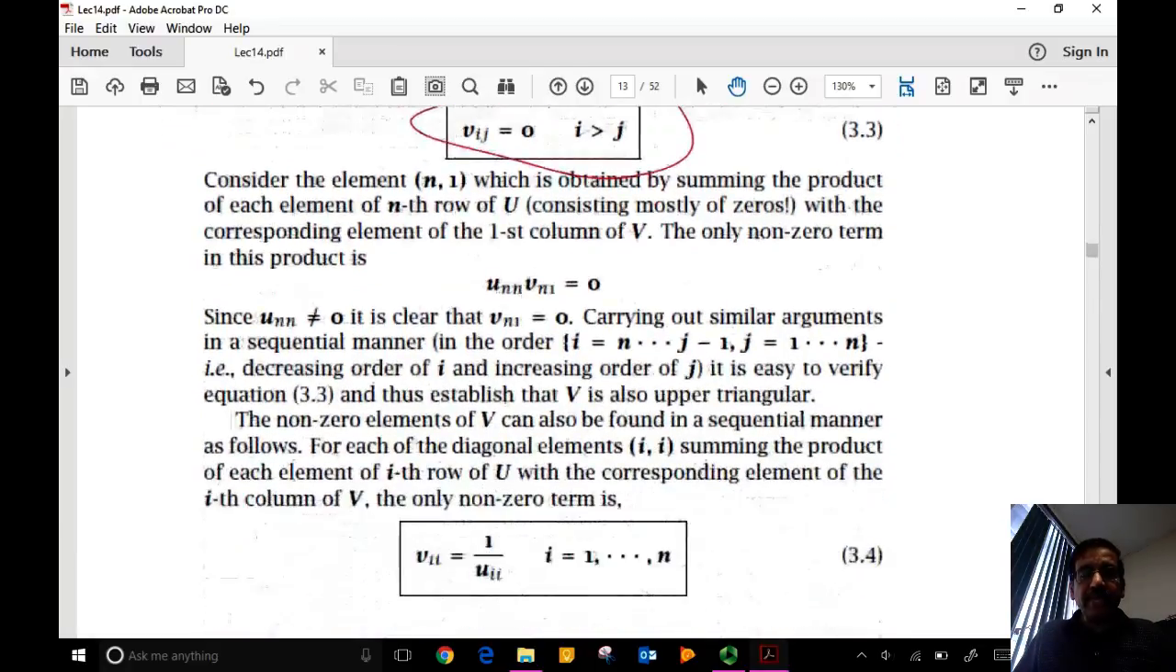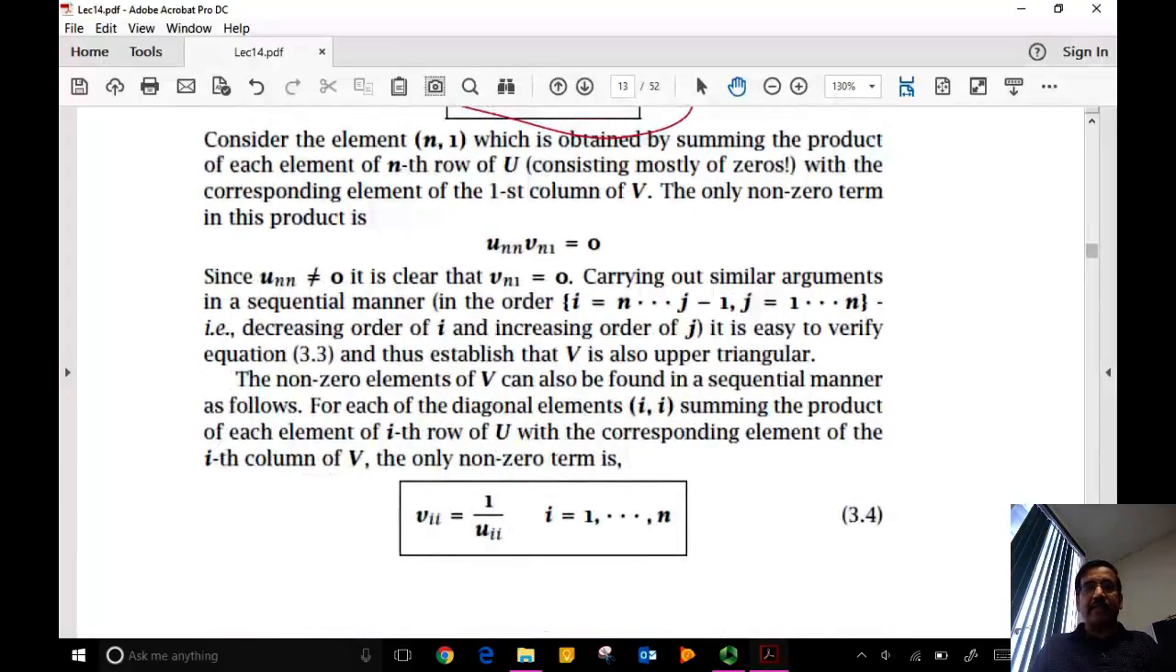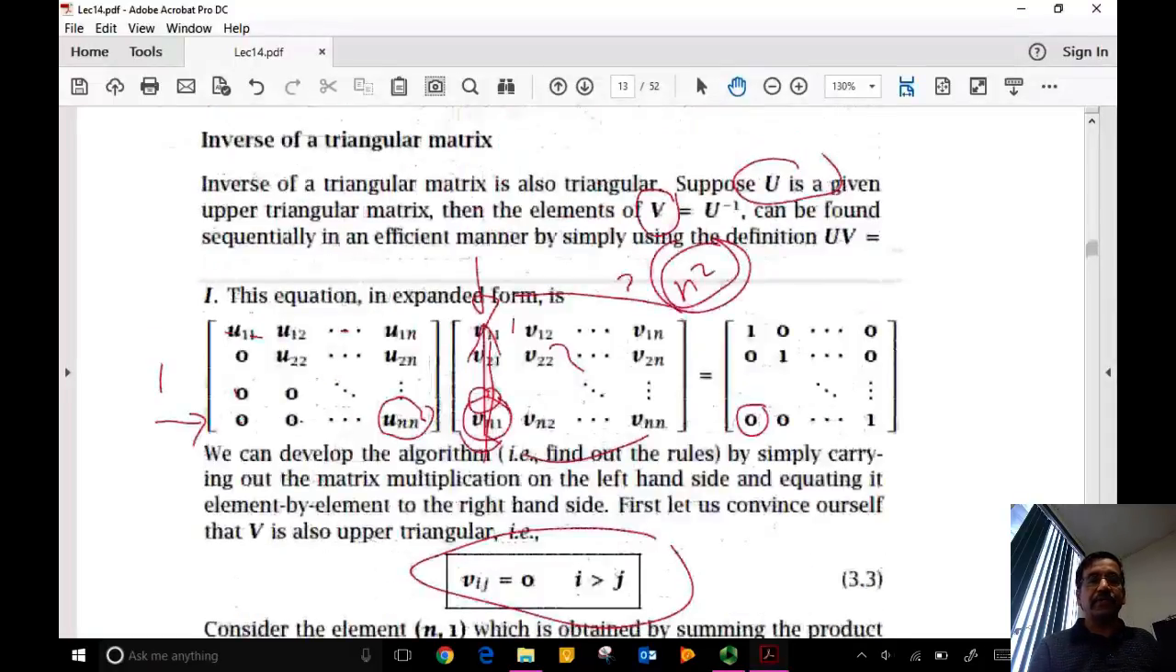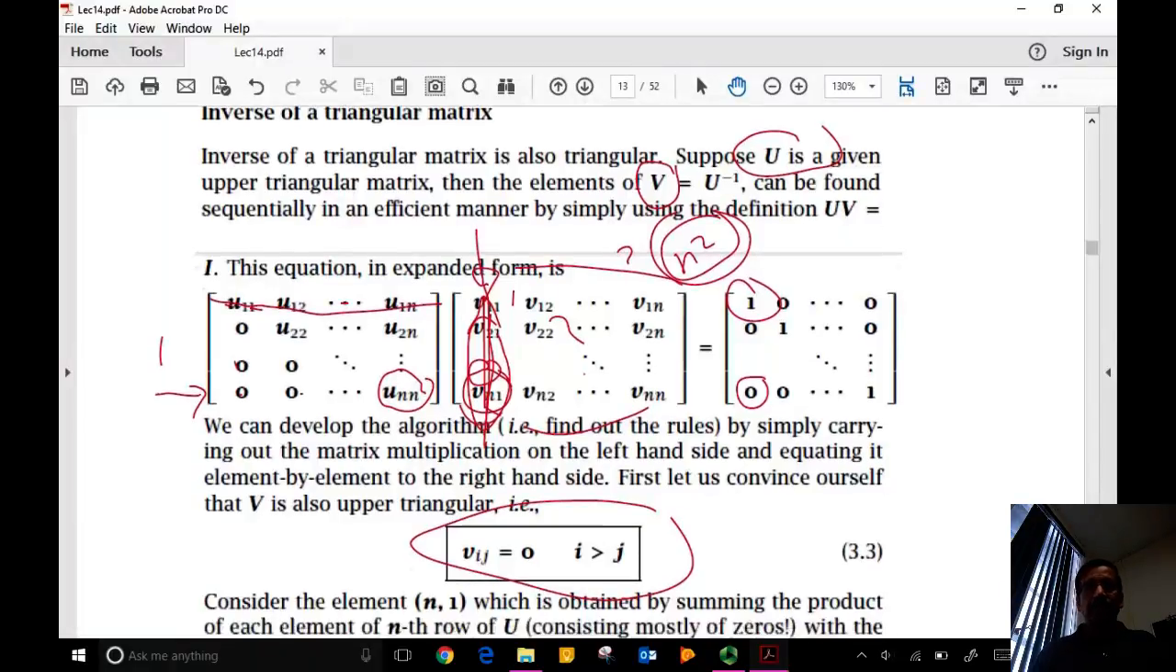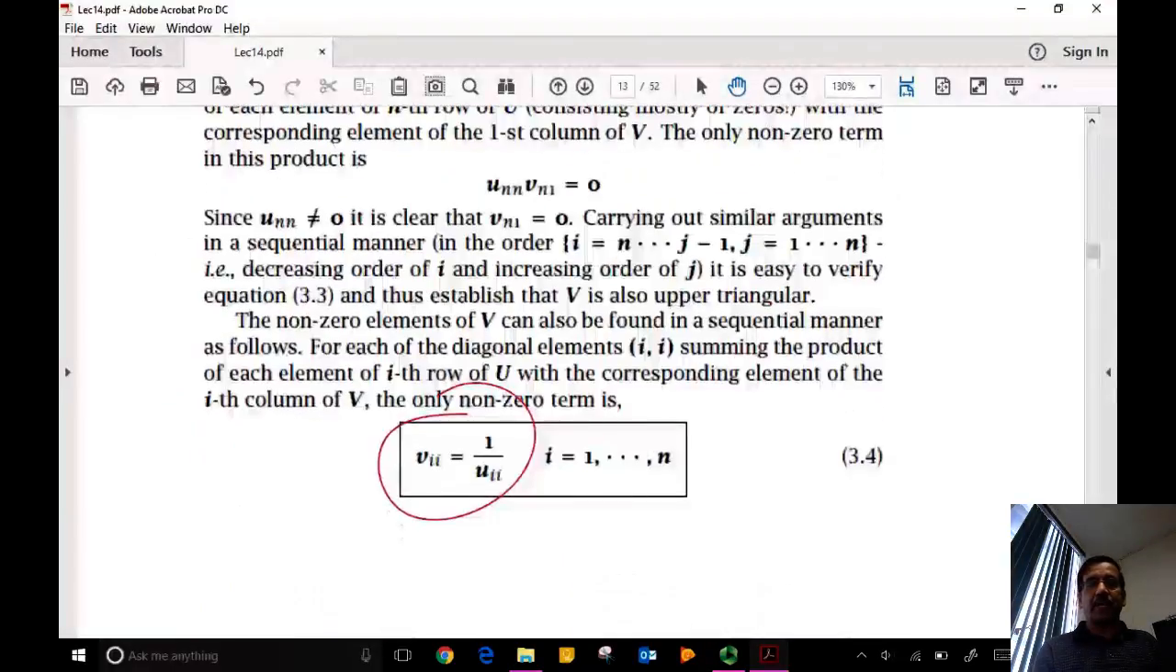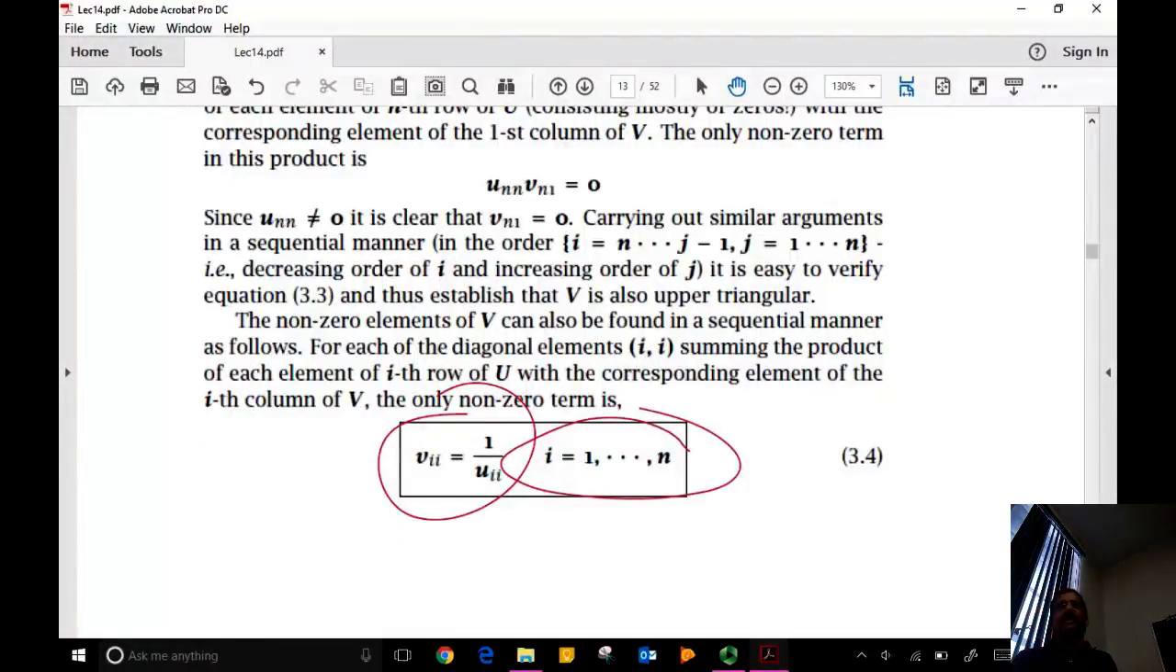And then what you need to do is do all the diagonal elements. How do you do the diagonal elements? Once you know that these are all 0, you take this multiplied by this. So U11 times V11 equals 1. So V11 is 1 over U11. Using that logic, you basically found all the diagonal elements of V as just the inverse of the diagonal elements on the other side.